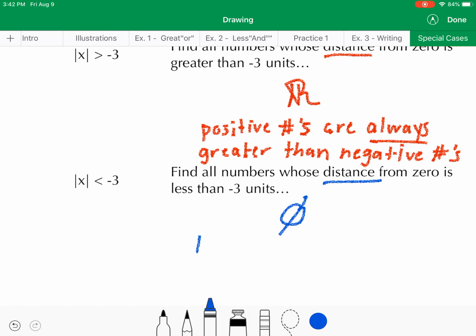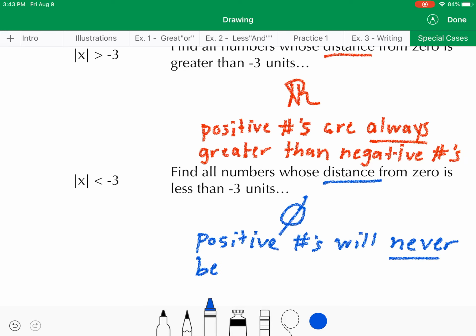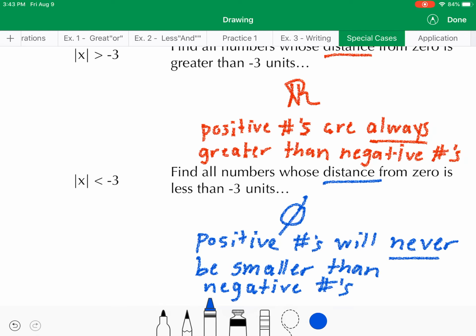Okay, make yourself a note. Positive numbers will never be smaller than negative numbers. All right, so keep your eyes out for those special cases as you work through these on your own.